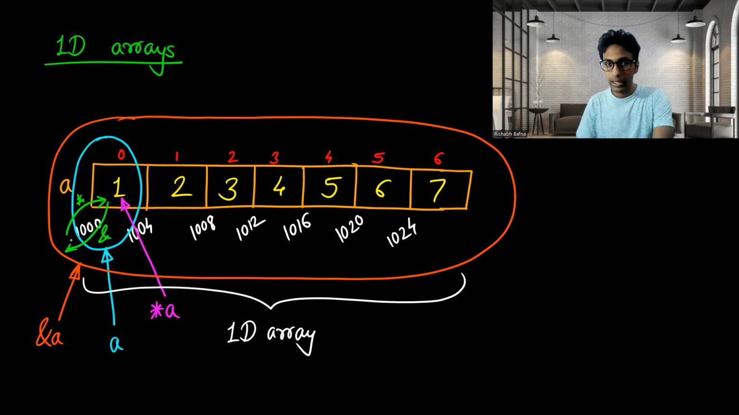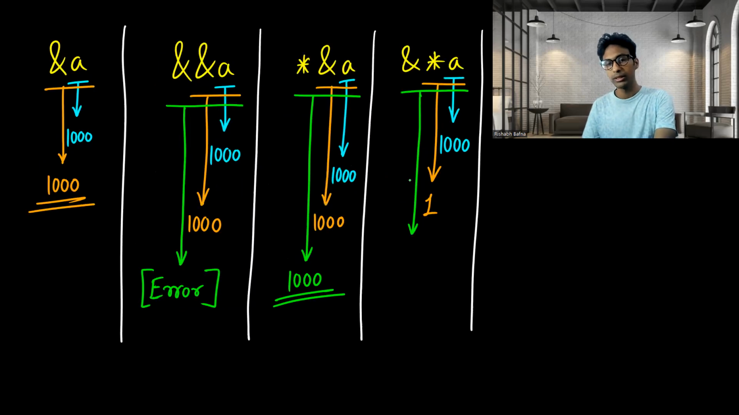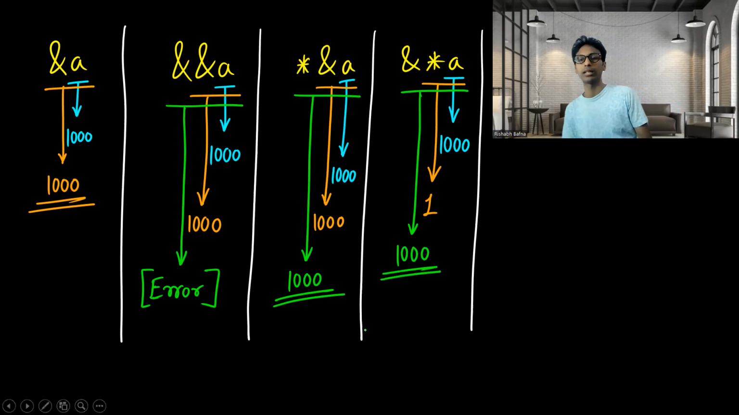I hope you're getting it. I'll get what? I'll go one level outside. This means what? Obviously, we again come back to A itself, the base address of the zeroth element. Isn't it so easy? I hope you're getting it. So let me write the answer. What will this be? Obviously, this will be 1000, the base address of the zeroth element.